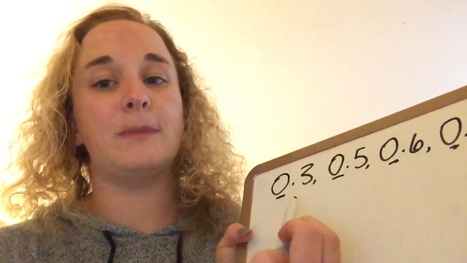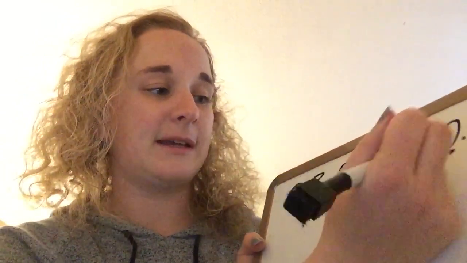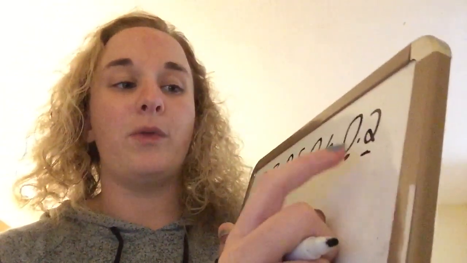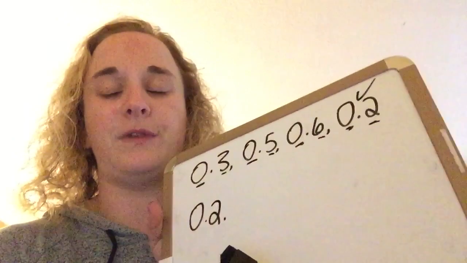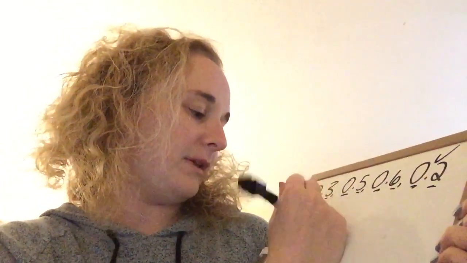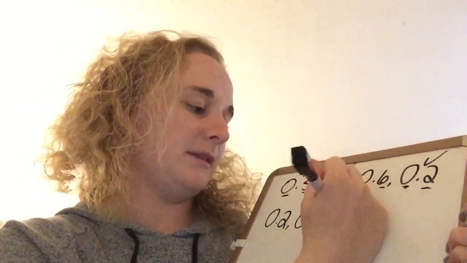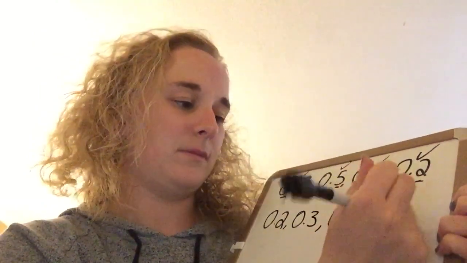So now I'm going to look to my numbers in the 10th place. I have a 3, a 5, a 6, and a 2. If I'm ordering this from least to greatest, I know that 2 is smaller than 3, 5, and 6. So 2/10 would be my first number. Make sure you check them off as you go so you don't forget. We have 3/10. Then I have 5/10. And then I have 6/10. Okay? Seems pretty easy to start.